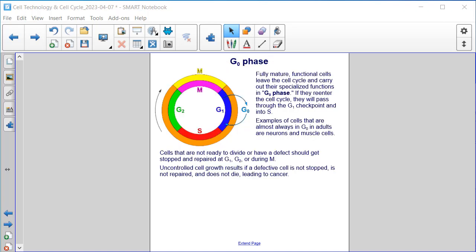G0 phase. Fully mature functional cells leave the cell cycle and carry out their specialized functions in G0 phase. If they re-enter the cell cycle, they will pass through the G1 checkpoint and into S phase. Examples of cells that are almost always in G0 in adults are neurons and muscle cells. Cells that are not ready to divide or have a defect should get stopped and repaired at gap 1, gap 2, or during mitosis. Uncontrolled cell growth results if a defective cell is not stopped, is not repaired, and does not die, leading to cancer.